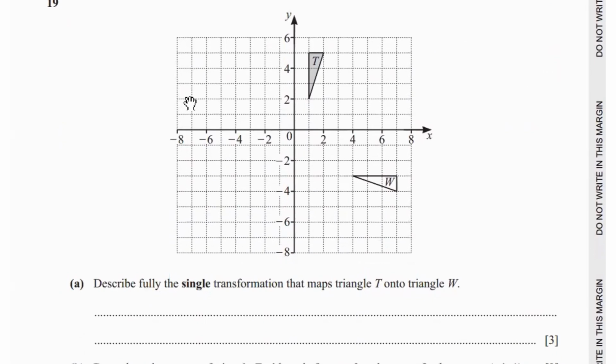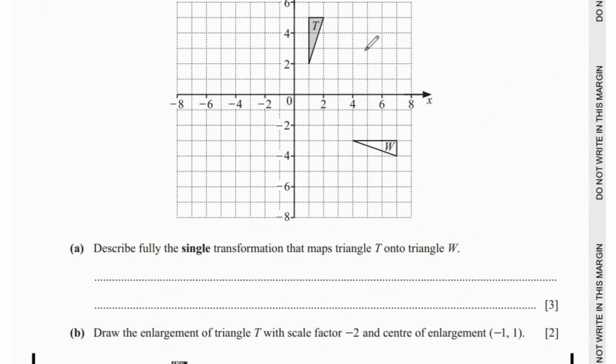Question 19 says, describe fully the single transformation that maps triangle T onto triangle W. As you can see, there's a change in the direction of the triangle, which means there's a rotation. Since the size of the triangle is exactly the same, there's no enlargement. And there's no translation as well, because in a translation the direction of the shape is not changing. So it's a clockwise rotation, and since it's in the next quadrant, it's 90 degrees.